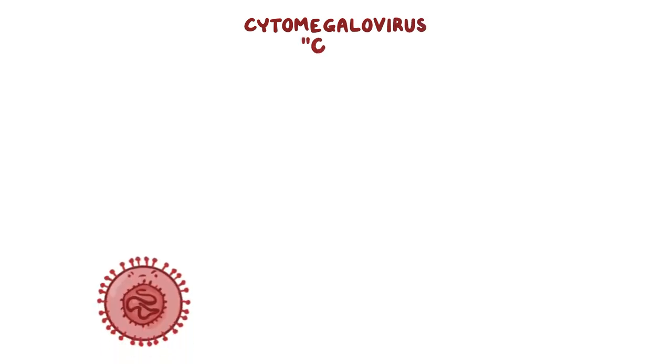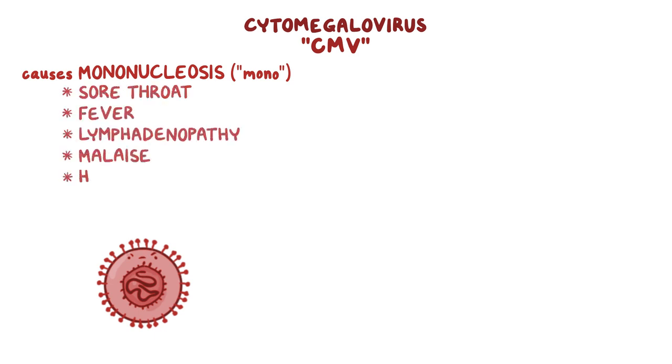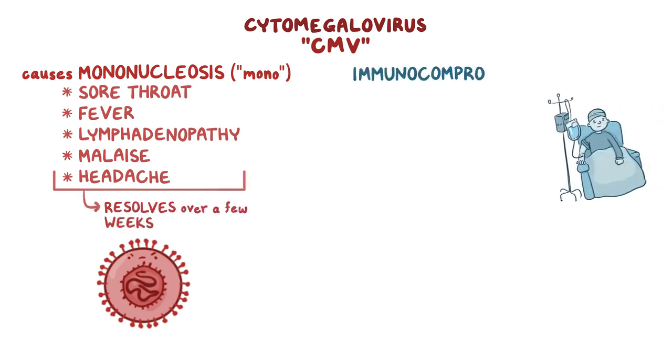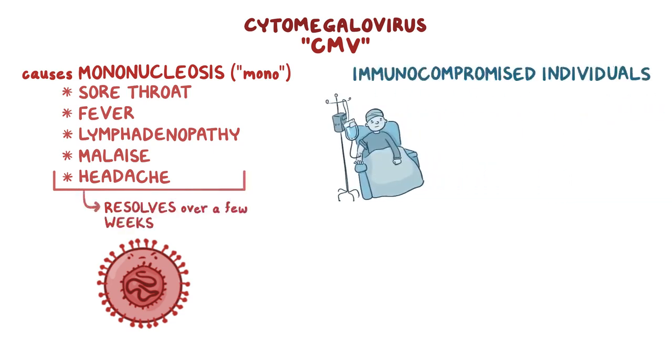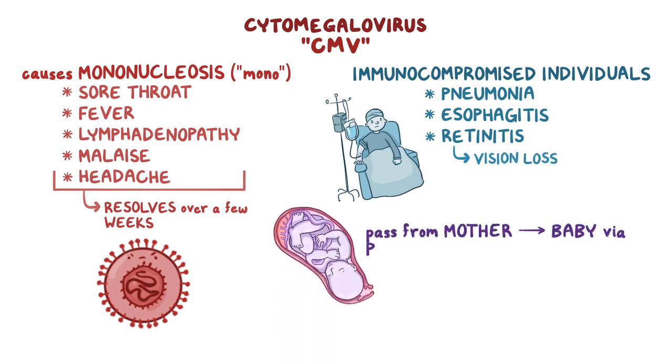Now let's talk a bit about cytomegalovirus. CMV causes mononucleosis, commonly known as mono, which presents with sore throat, fever, lymphadenopathy, malaise, headache, and resolves over a few weeks. Now, in immunocompromised individuals, CMV can cause more severe infections, including pneumonia, esophagitis, and retinitis, which can lead to vision loss. CMV can also pass from a mother to a baby via the placenta, causing a potentially life-threatening congenital infection.